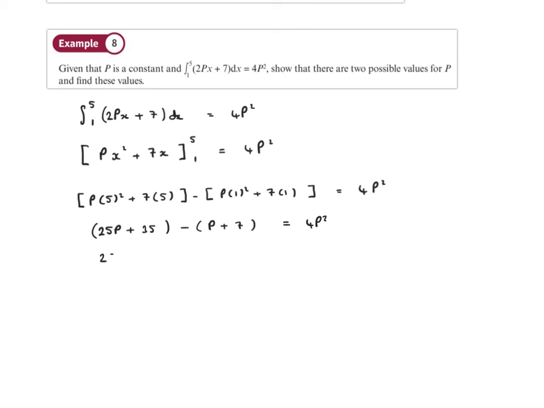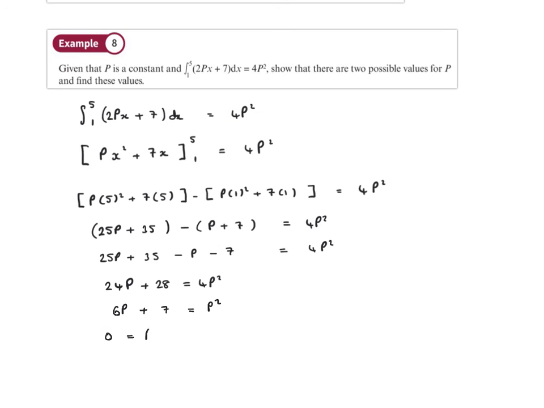So we have 25p plus 35 minus p minus 7 equals 4p squared. So this is starting to look like we're trying to solve a quadratic equation. So just tidying this side up, we have 24p plus 28 is equal to 4p squared. And at this point we can probably spot that 4 divides into each term. So we're left with 6p plus 7 is equal to p squared.